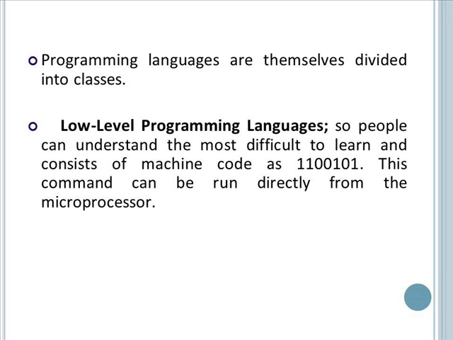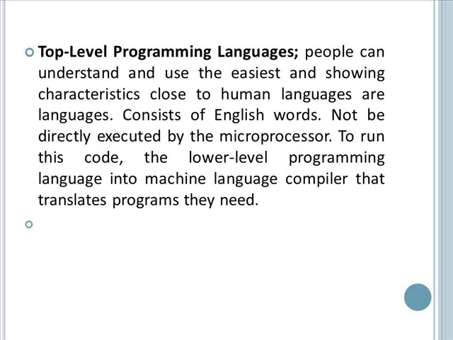High-level programming language. People can understand and use it most easily, and it shows characteristics close to human language. It consists of English words and cannot be directly executed by the microprocessor. To run this code, programs that translate the high-level programming language into machine language, called compilers, are needed.